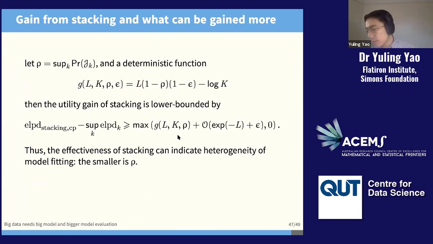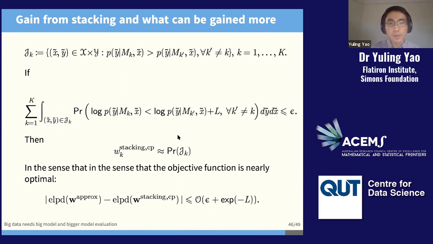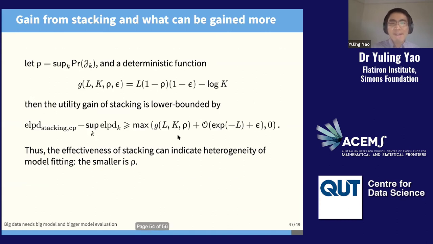And to quantify the diversity of models, we can use the supremum of p_J_K, denoted by rho here. Through this deterministic function, the utility gain of stacking is lower bounded. Of course, it's a probabilistic statement because it depends on the previous condition I have defined here. So roughly speaking, the effectiveness of stacking indicates how heterogeneous the model fits are. The more heterogeneous the models are, the better gain you get from complete pooling stacking.